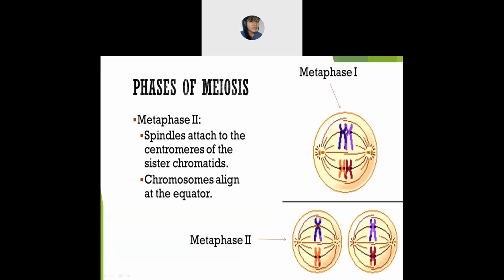So the chromosomes align at the equator, meaning all the chromosomes will be found on this side. They won't go here and there now; they will be together. The chromosomes will lie here at the middle point, in the metaphase 1.